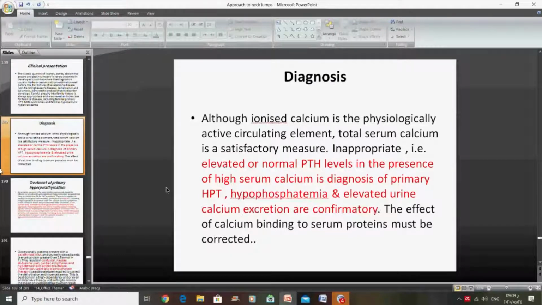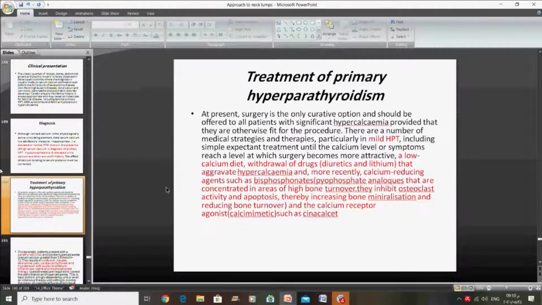Diagnosis: inappropriately elevated or normal parathyroid hormone levels in the presence of high serum calcium is diagnostic of primary hyperparathyroidism, in addition to hypophosphatemia and elevated urine calcium excretion.